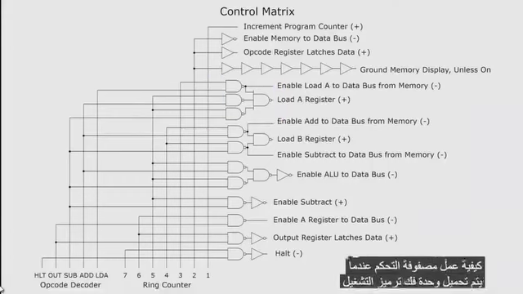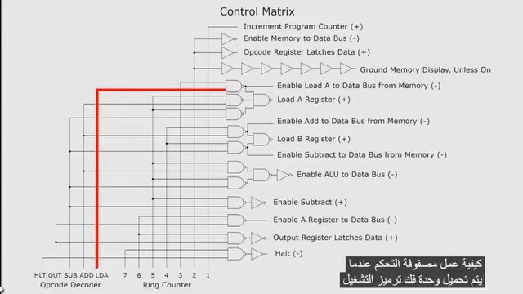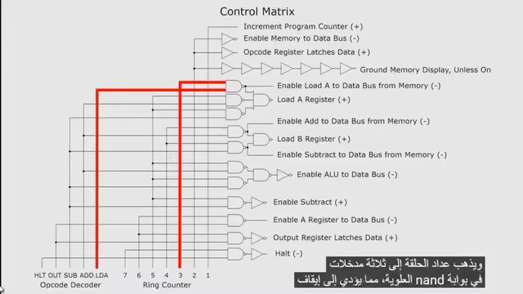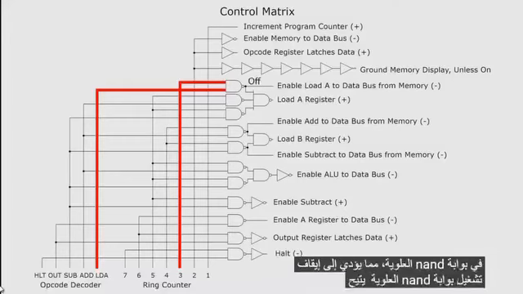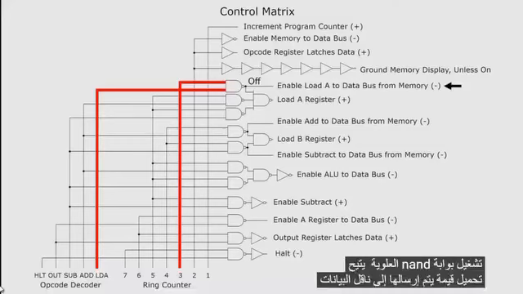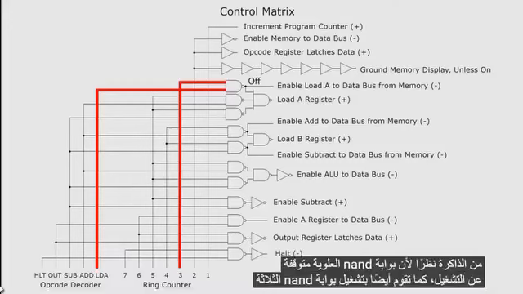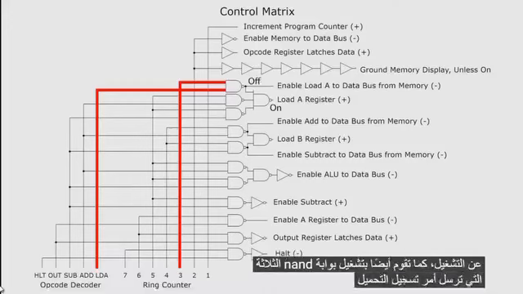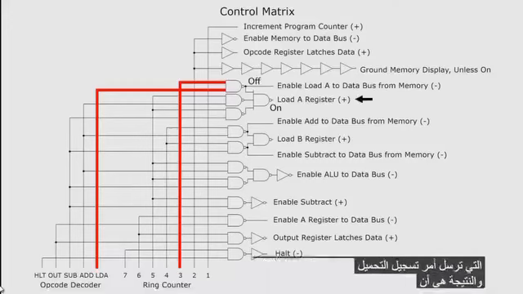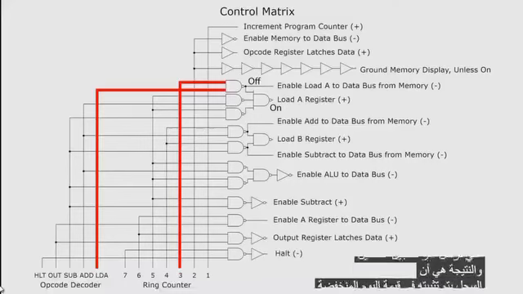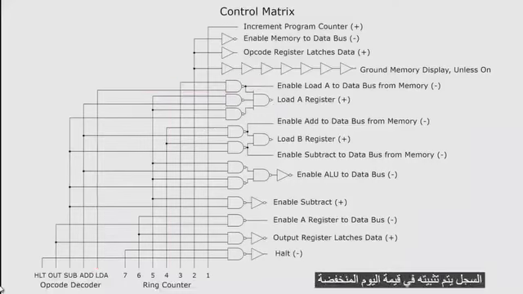When the opcode decoder has load A on, and the ring counter goes to 3, both inputs into the top NAND gate are on. This turns the top NAND gate off, which enables the load A value to be sent to the data bus from memory. Since the top NAND gate is off, it also turns the 3-input NAND gate on, which sends the load A register command. The result is that the A register latches in the load A value. Most of the other control matrix circuits work in a similar way.